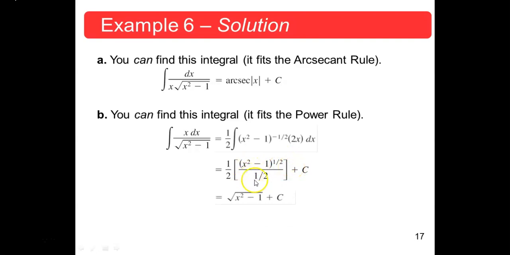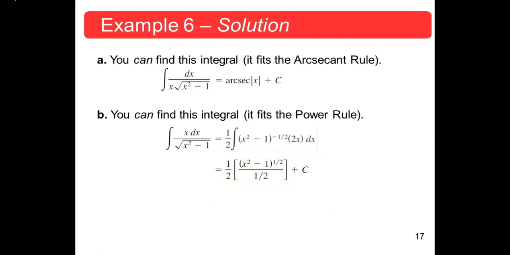And then of course you can see that one. This basically says you're going to multiply something by 1/2 and then divide it by 1/2. So the 1/2s essentially cancel out, and you're left with square root of x squared minus 1. Again, that's what the 1/2 means, and then it's just plus c.